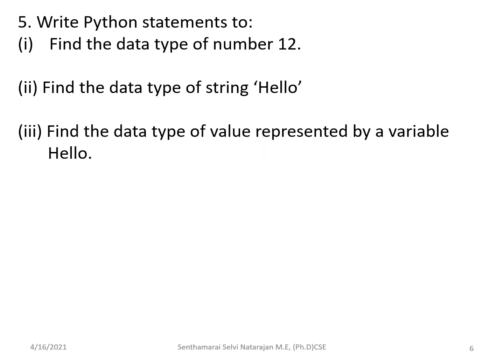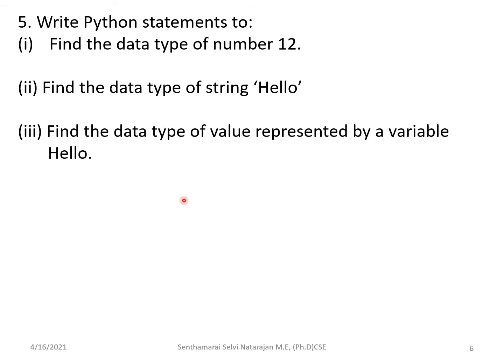They have given some statements and you have to find the data type. Here they have asked to write the Python statements to find the data type of the number 12. In the previous slide I explained that to find the data type of a given variable you use the command type of. So type of 12 is the statement to find the data type of the number 12.